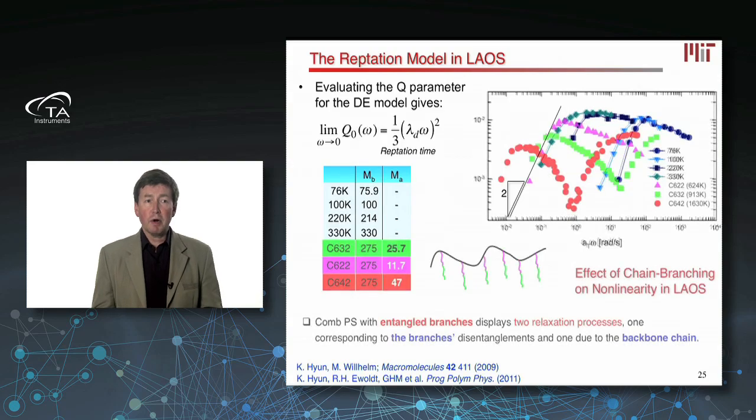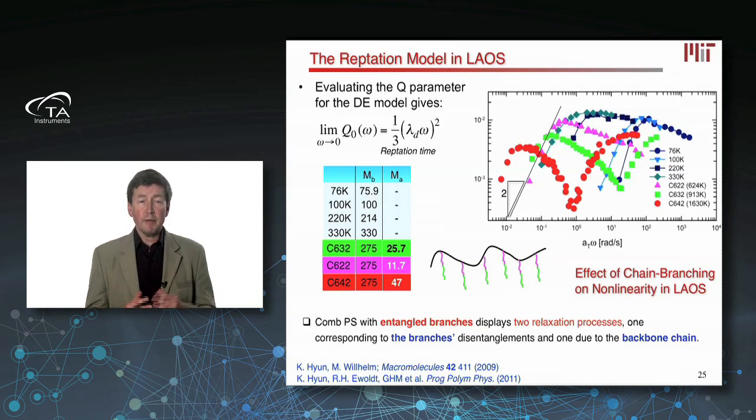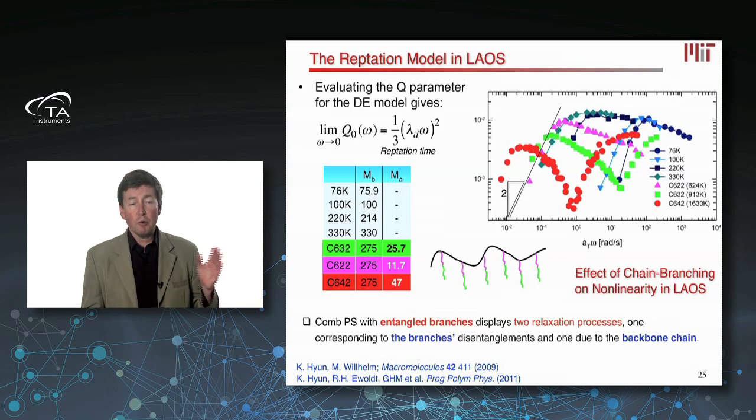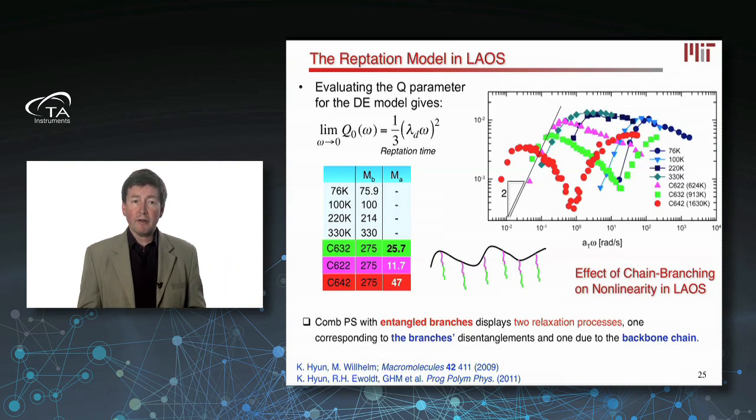If you now put chain branching in, so you make a series of materials that have progressively longer and longer chain branches, then the shape of this curve changes, and you can again relate the shape of that curve to relaxation processes in the material, provided you have a molecular theory that can relate these mechanical measurements to the measured response. You can see here, for example, the green curve and the red curve. As the molecular weight of the arms gets longer and longer, you can clearly see 2 different relaxation processes appear. One is due to the chain backbone, and the other is due to the arms moving.